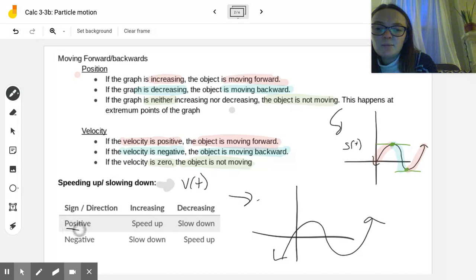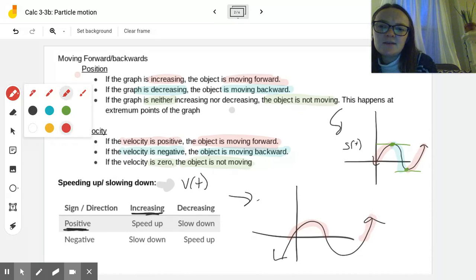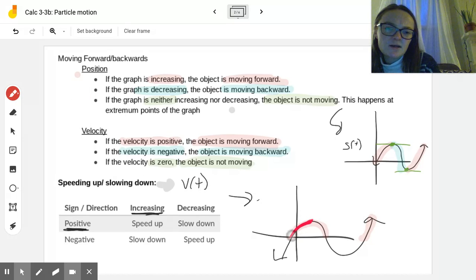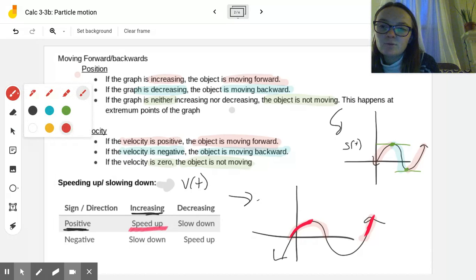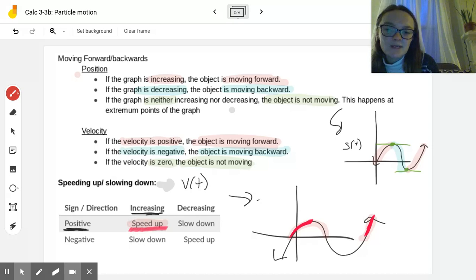If I am positive, so if I'm above the x-axis and increasing, let me go ahead and just highlight for a minute. If I'm above the x-axis, that's here and here, and I need to be increasing. I only have a positive slope here and here. So the places where I have both red highlighter and that red marker, that is where I'm speeding up.